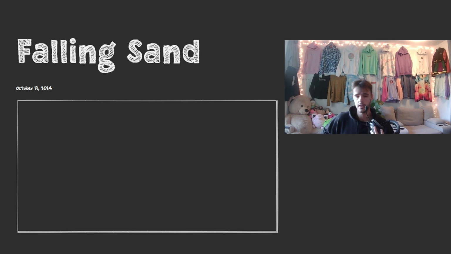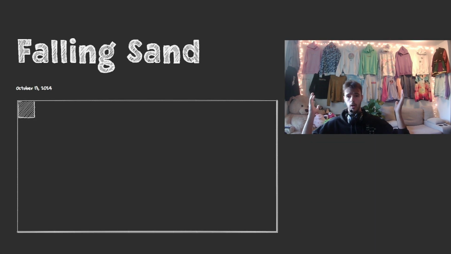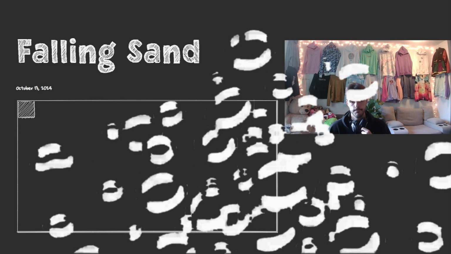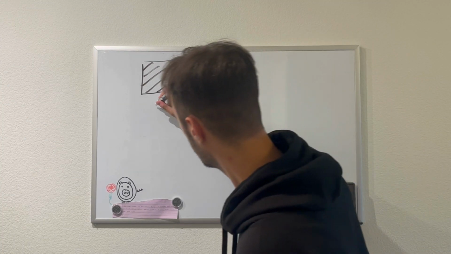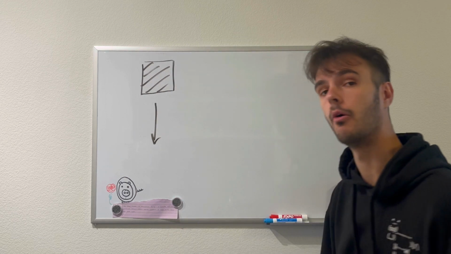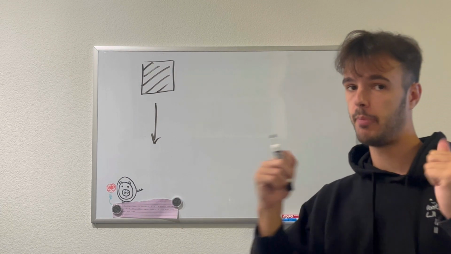We have our blank canvas, and the first thing we're going to do is just put down a square. And ta-da! We have a square. So now we need to figure out how we are going to make this square fall. So we have our square of sand, and we want it to move down. And the way that we're going to do that is through buckets.